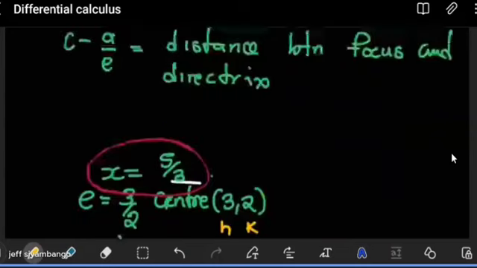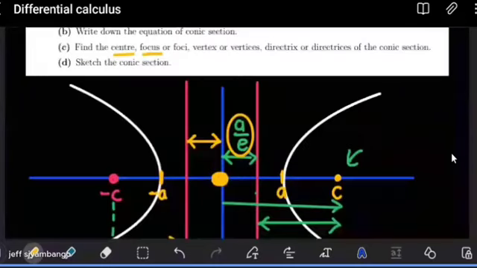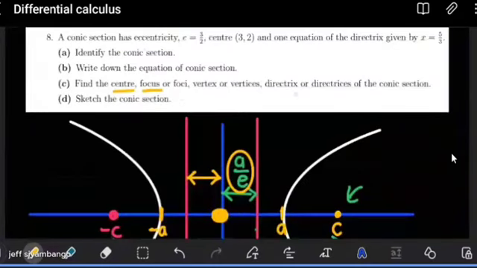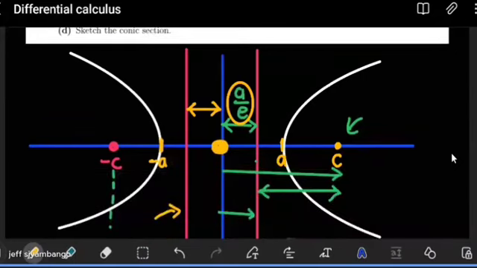So I think with that, we have answered everything. The only thing we haven't found is the asymptotes. But for this one, they didn't specify the asymptotes. So basically, we are done. So this is how you'd work out a question like this one.